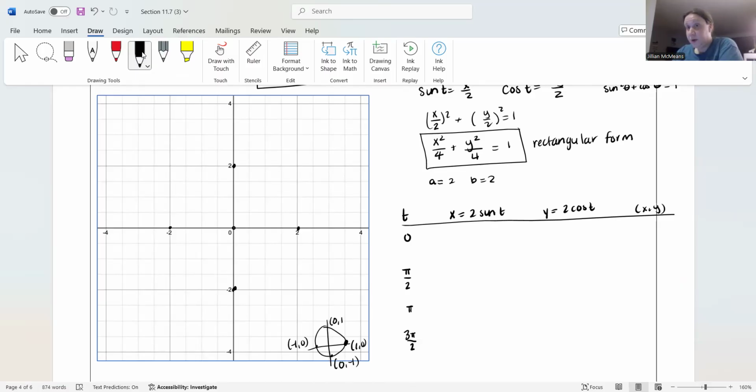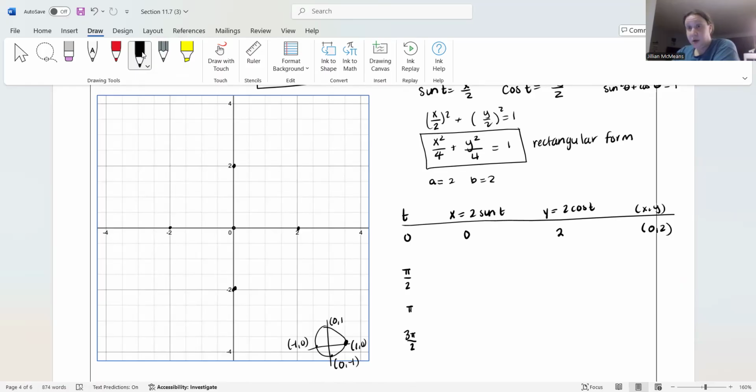So we're going to plug in 0 here. Sine of 0 is 0. 2 times 0 is 0, so 2 times sine of 0 is 0. Now cosine of 0 degrees is 1. 1 times 2 is 2. So we get a point on the plane, 0, 2.